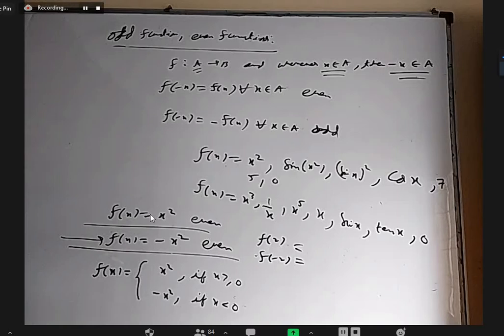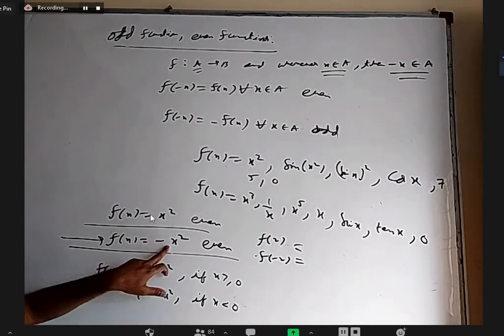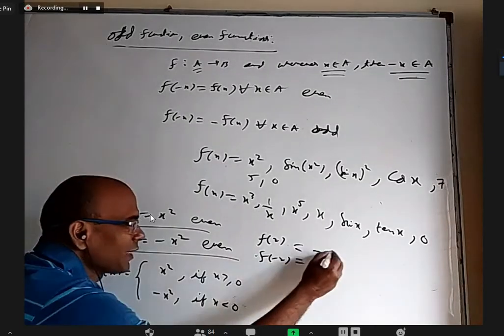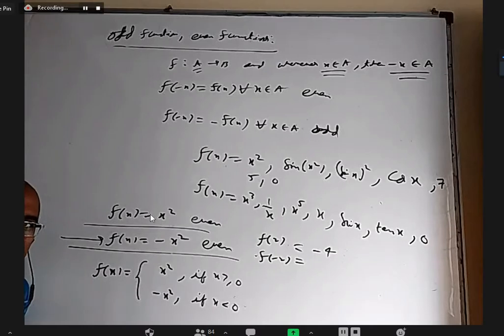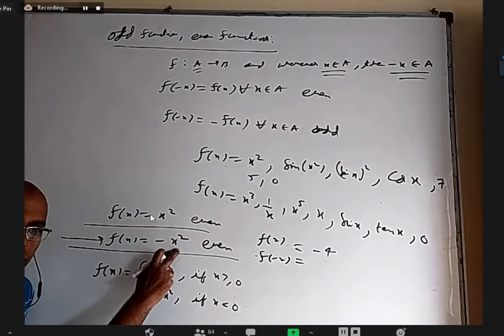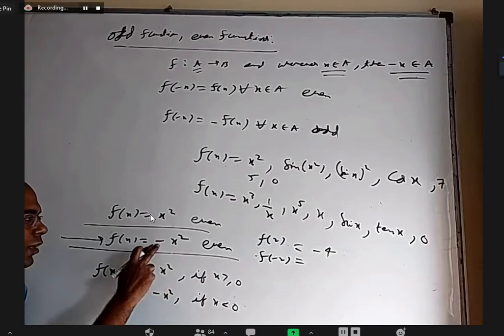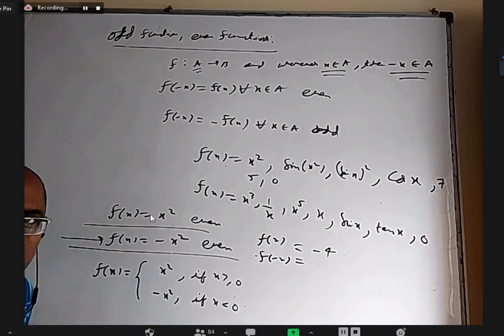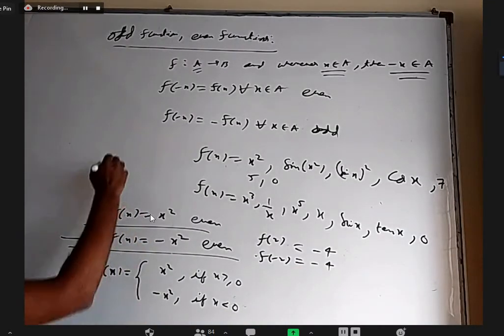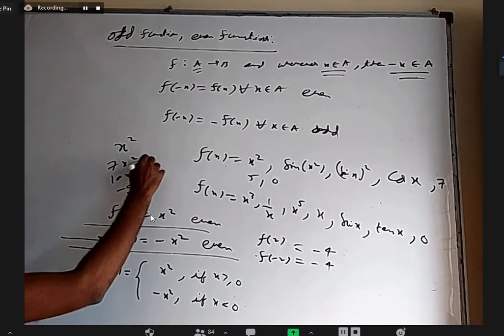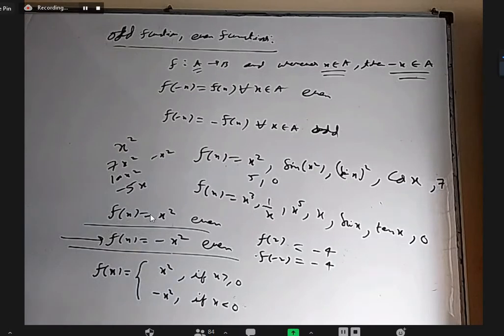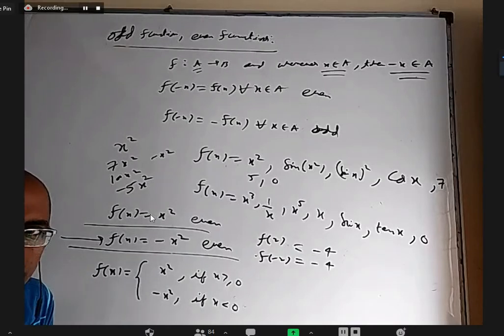f of 2 is 4. Why is f of 2 minus 4? What is f of minus 2? 4. Why 4? What is minus 2 whole square? 4. With a minus outside, what is that? Minus 4. So whether you take x square or 7x square or 100x square or minus 5x square, minus x square, all are even only. You replace x with minus x, no change in any one of them. Am I right?